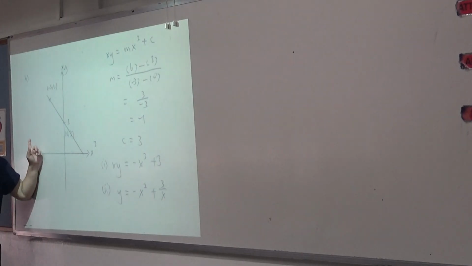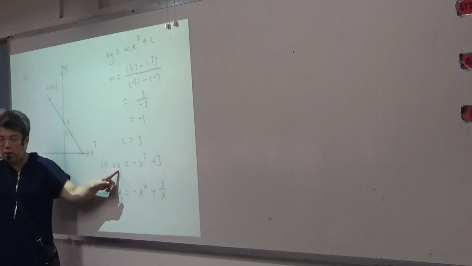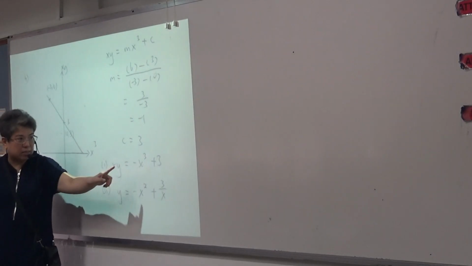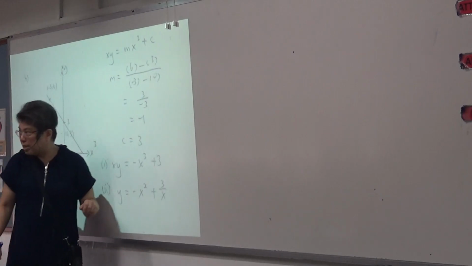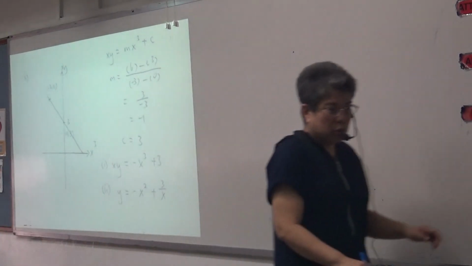Now, part 2 says what? Can all of you read part 2? What are you supposed to find? Express y in terms of x, right? So you see, I only want y here. I must divide by x throughout, right? Can you see? I must divide by x throughout. So what do I do?